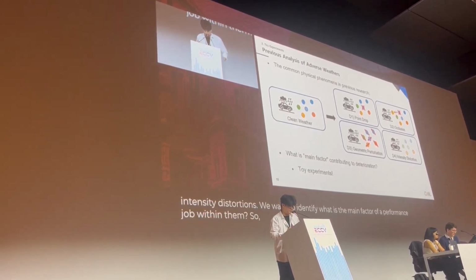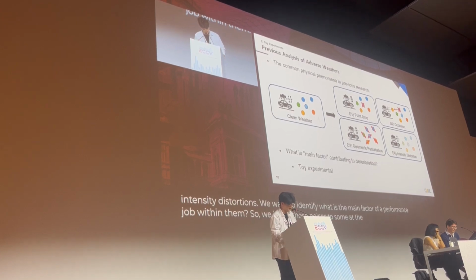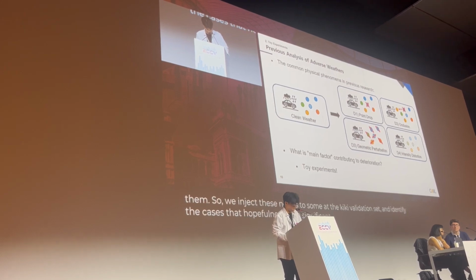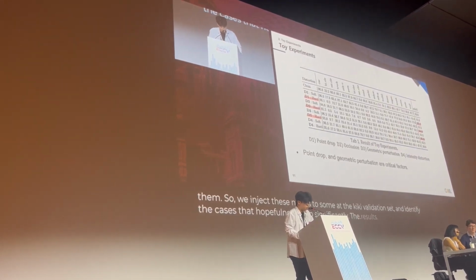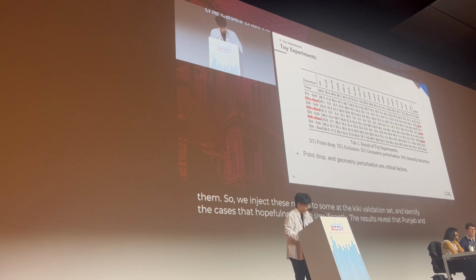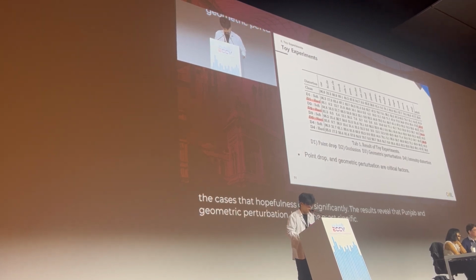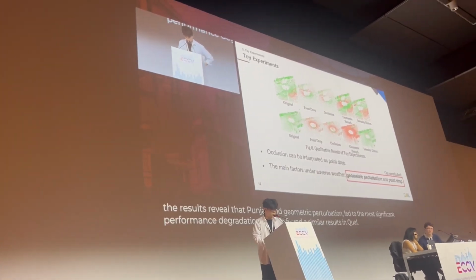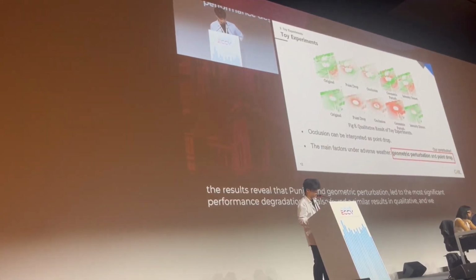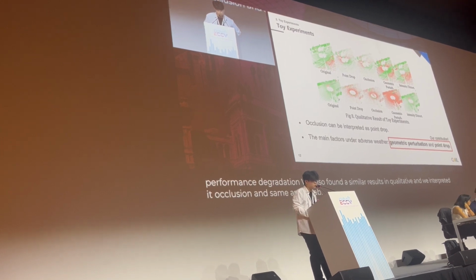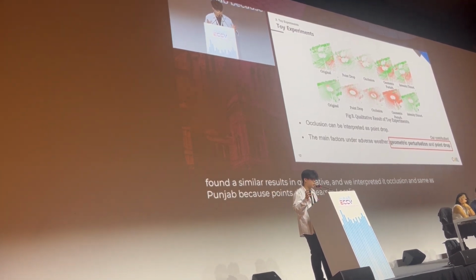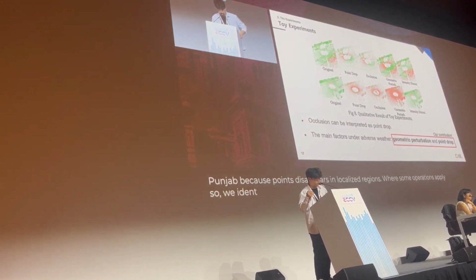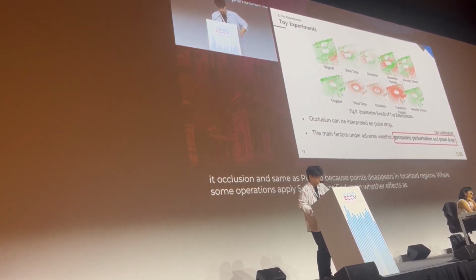So we inject these noises into the SemanticKITTI validation set and identify the cases where performance dropped significantly. The results reveal that point drop and geometric perturbation led to the most significant performance degradation. We also find similar results in qualitative analysis, and we interpreted occlusion as the same as point drop because points disappear in localized regions where some operations apply. So we identify the main weather effects as geometric perturbation and point drop.